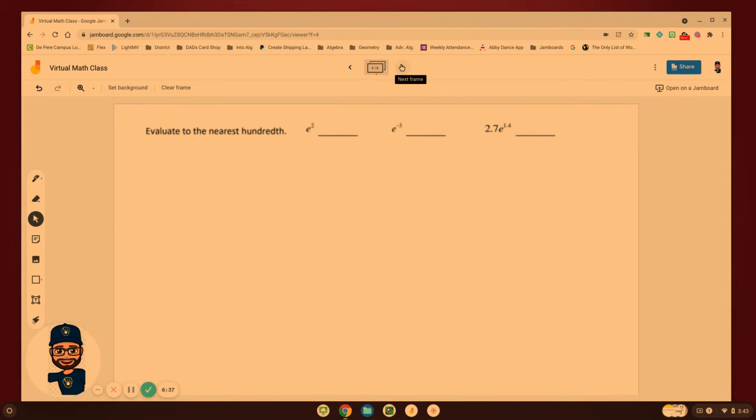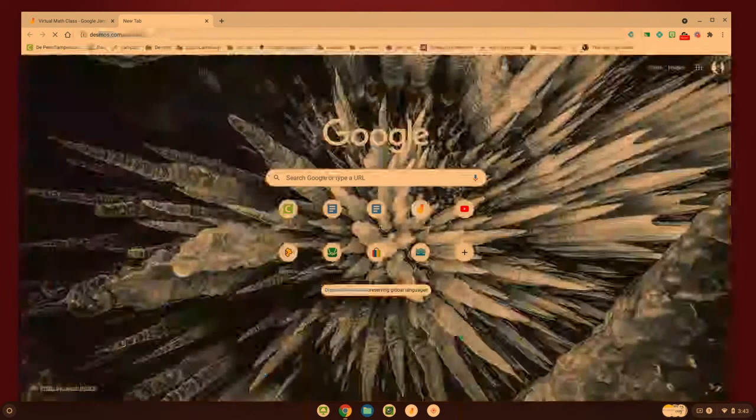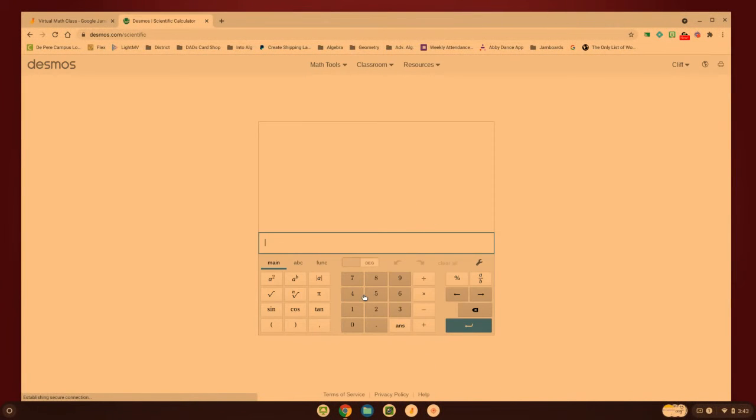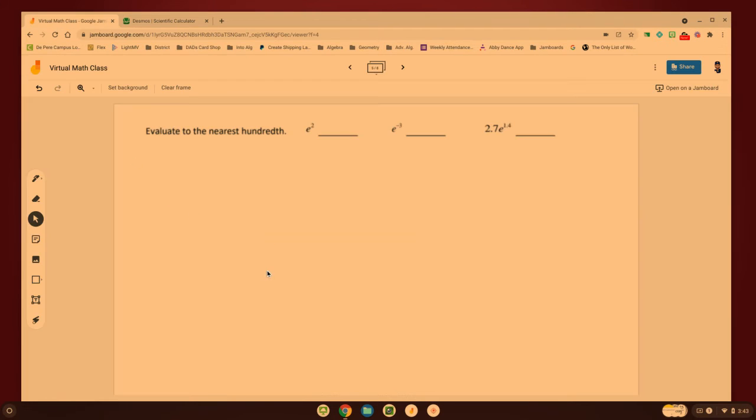So we can evaluate things that have e in it by rounding. Take e squared to the nearest hundredth. I'm going to go over to Desmos, and let's do e to the second power. We get 7.389. If I'm rounding it to the nearest hundredth, we get 7.39.